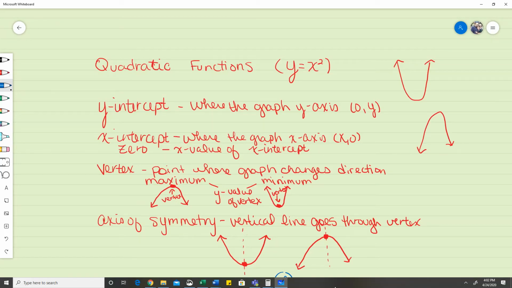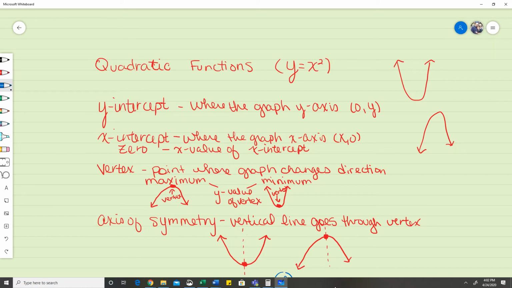Hi everybody. So today we're talking about quadratic functions, and we want to really look at their key features today. The basic quadratic function is y equals x squared. Okay, that's your parent function. These are functions that kind of look like a U shape, whether it's opening up or opening down. It could be an upside down U.